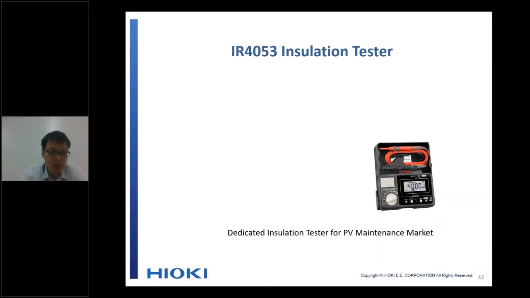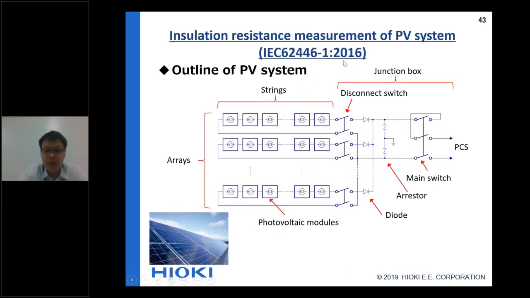Okay, next application. From here, I will introduce the maintenance purpose. We also have some products for the solar sector. We have the IR4053 insulation tester for the PV maintenance market. For the PV market, you need to check for ground faults. If your system has a ground fault, that is a failure, as already mentioned in IEC 62446-1 from 2016.